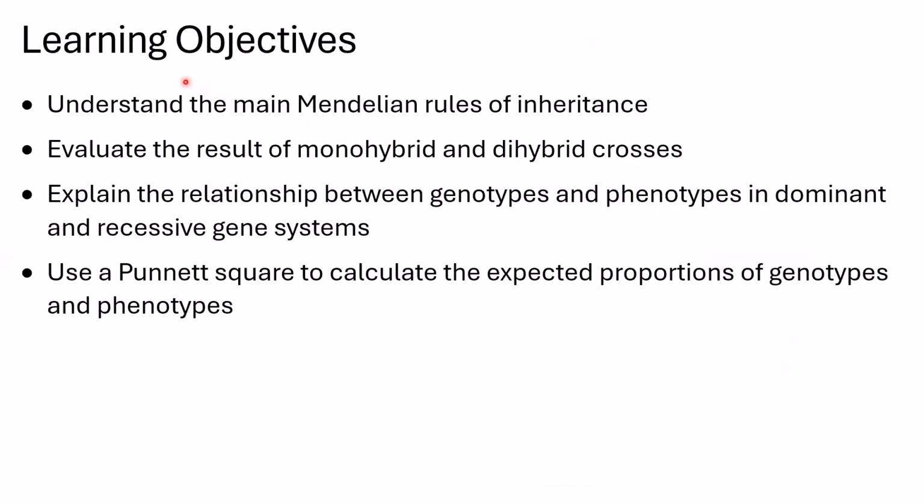Our learning objectives are to understand the main Mendelian rules of inheritance, evaluate the results of monohybrid and dihybrid crosses, explain the relationship between genotypes and phenotypes and what dominant and recessive genes are, and use a Punnett Square to calculate the expected proportions of genotypes and phenotypes.